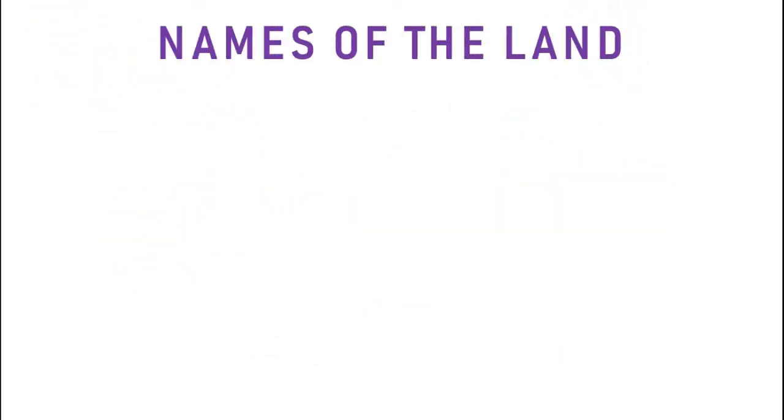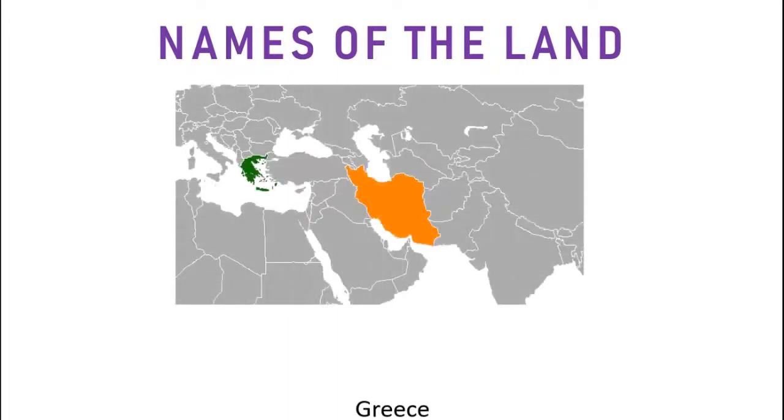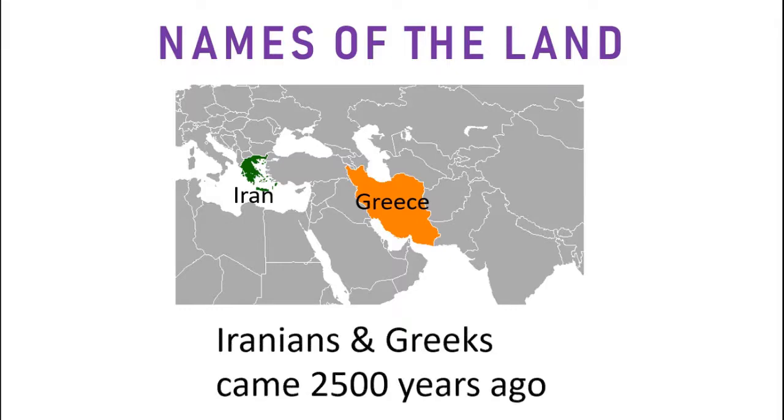Next, the question arises, how our country India, or any country of the world, got its name. So, names of the land. The Iranians and Greeks came around 2500 years ago to India. They gave very different names to the people who used to live here. Our country is known by two very famous names, India or Bharat, and these two names are derived from the Indus river, which is called Sindhu in Sanskrit.